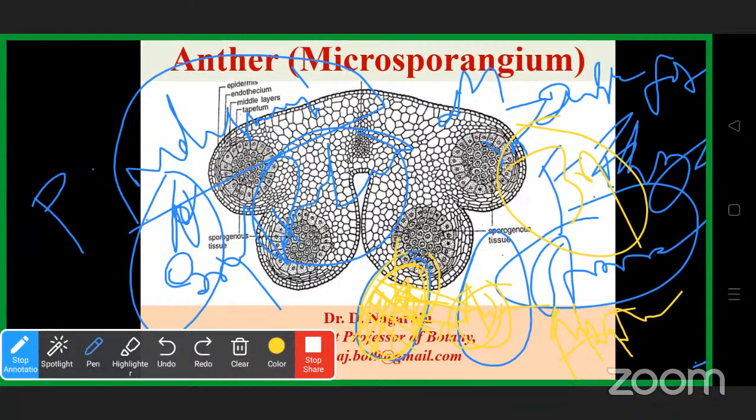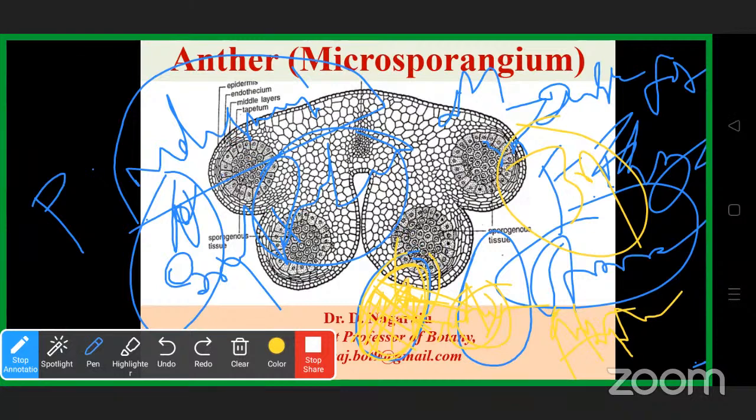Endosperm is formed by the triple fusion of three nuclei: the secondary male gamete and the polar nuclei, the secondary nucleus. 2 plus 1, 3. That's why it is called triple fusion. By the triple fusion, 3N endosperm is formed. All the techniques we will also discuss.